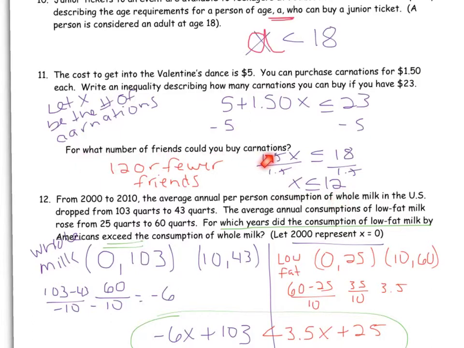So for what number of friends could you buy carnations? Well, it didn't say what is the maximum. It said for what number. So it's 12 or fewer. You might decide that you only have one person that you want to buy a carnation for. So it's 12 or fewer. Again, the limit would be 0. So if you wanted to add that in there, you can't buy negative flowers. So it'd be between 0 and 12.